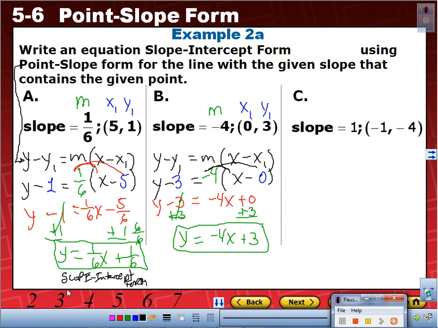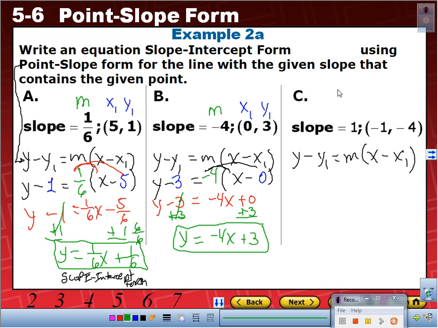Okay, here we go. For this one, you've got to be really careful because they have a lot of negative numbers. First steps first, I'm going to write my point-slope form: y minus y1 equals m times x minus x1. Label my information. This is m. This is x sub 1. This is y sub 1. So x sub 1 is negative 1. Y sub 1 is negative 4. M is 1. Are we there so far?